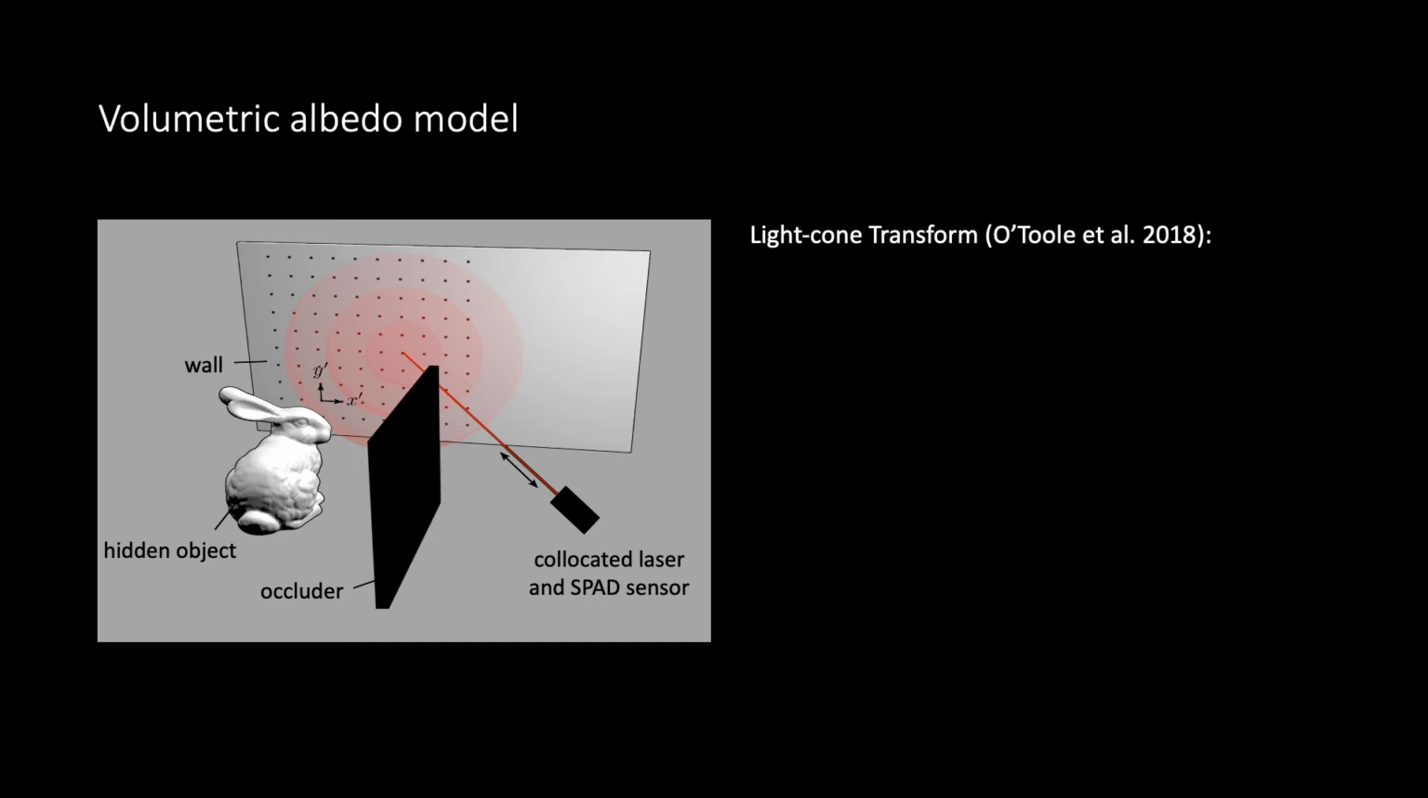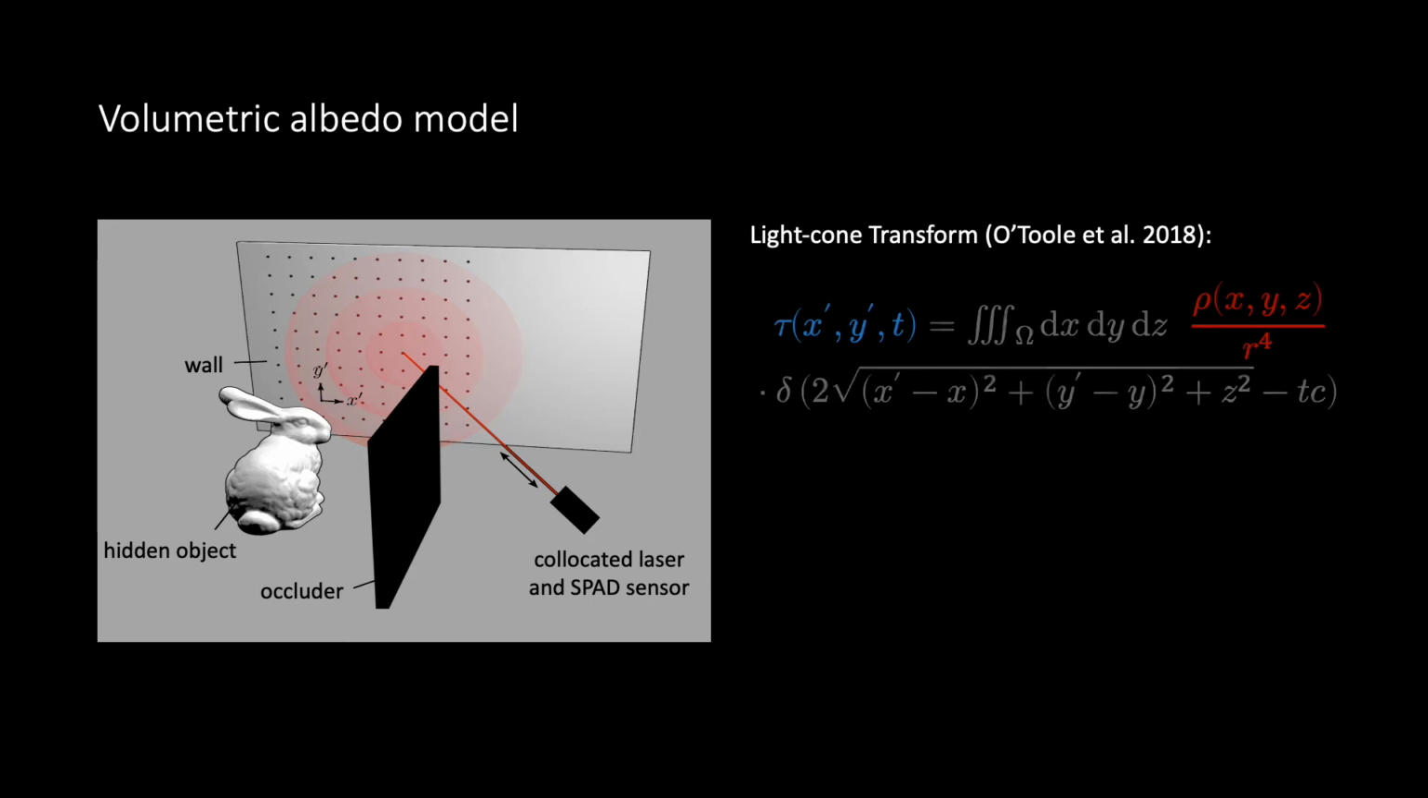Let us first review the confocal volumetric albedo model, proposed by O'Toole et al., which reconstructs the hidden scene as a volume of albedo. Here, a location x', y' on the wall, at time t, captures albedo ρ from all scene locations x, y, z, which take the pulsed laser t/2 seconds to reach from x', y'. In matrix notation, this simply becomes τ = Kρ.